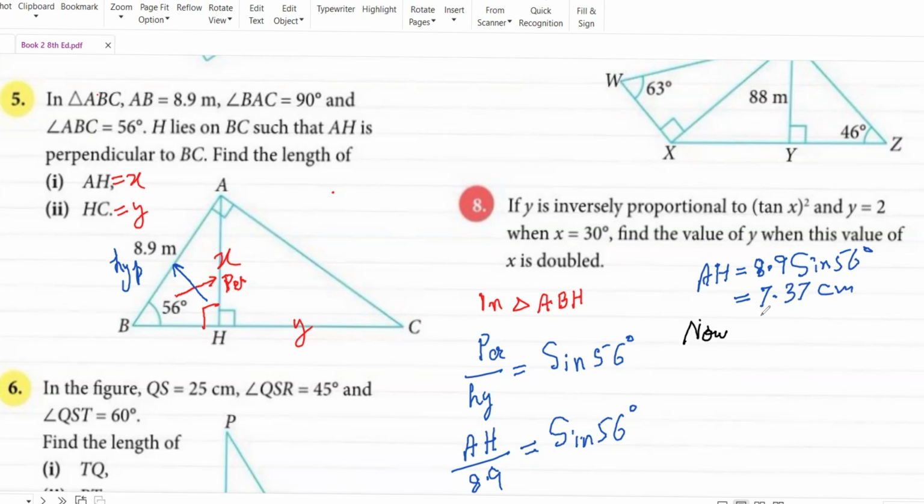Now to find out HC, we have to consider the triangle AHC, because this HC is the side of the other triangle. So that's why I'm taking the reference of this triangle. Okay. Now to find out the side HC, you can see that the perpendicular is given, but now we need any angle in this triangle AHC.